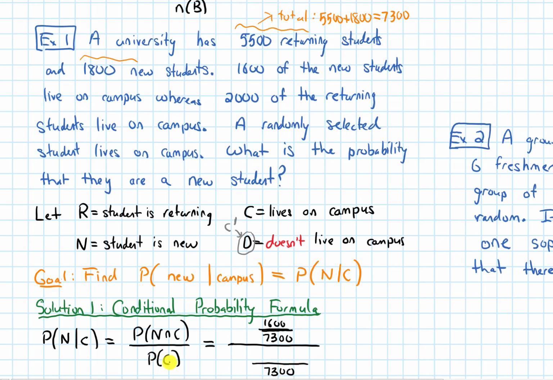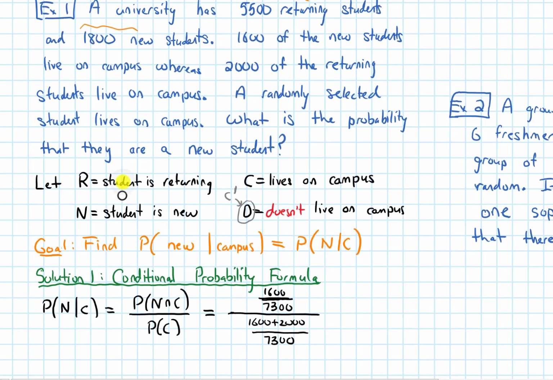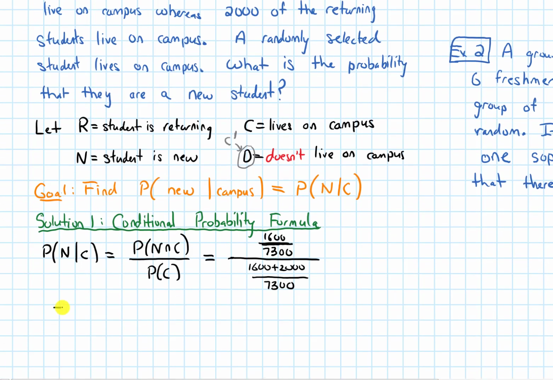So how many students live on campus? Well, there are 1,600 new ones who live on campus and 2,000 returning ones who live on campus. So we have to add those. So 1,600 plus 2,000. Okay, so let's simplify this. If we simplify this a bit, for example, with 1,600 and 7,300, I can cancel a little bit. I could divide both of those by 100 and be left with 16 over 73. So I get 16 over 73.